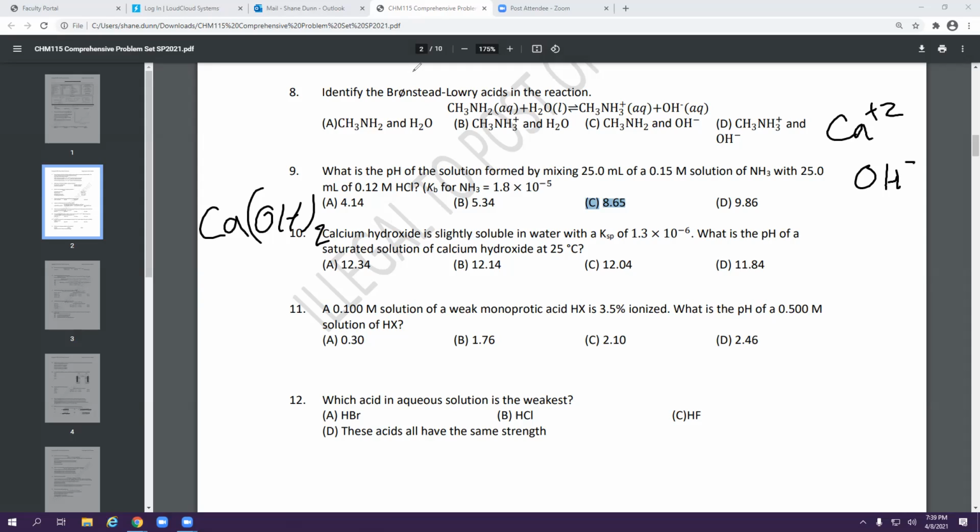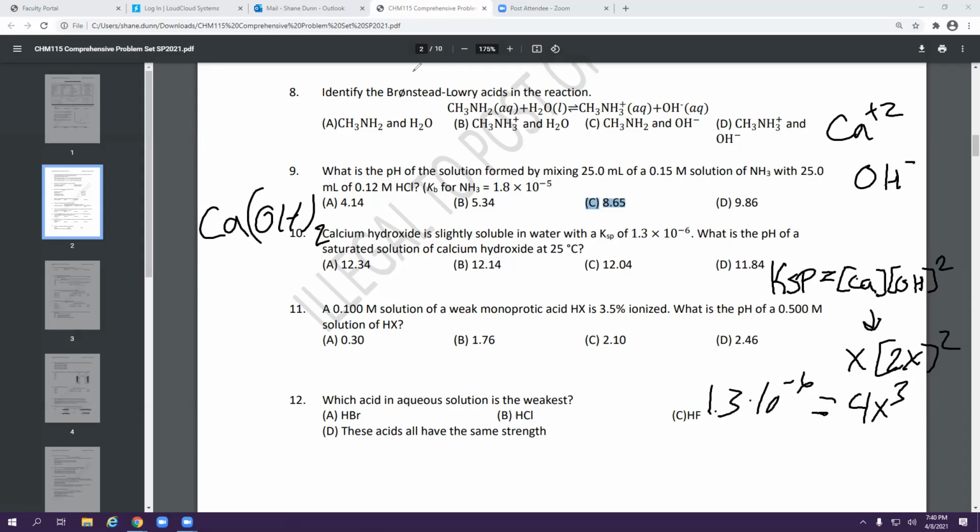Okay, so Ksp is equal to the concentration of Ca times the concentration of OH squared. Now, since I'm not given the concentration of either Ca or OH, this is where you combine them together, right? And you'll get X times 2X squared, and you'll get 4X cubed. So now we just have to plug in our Ksp, 1.3 times 10 to the negative 6.